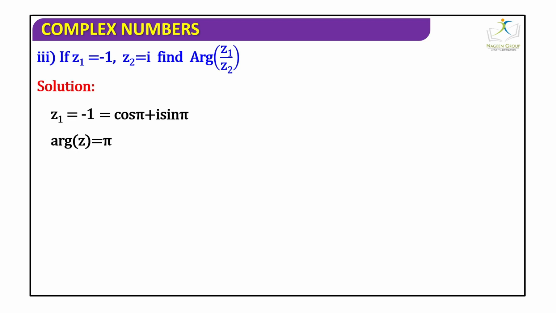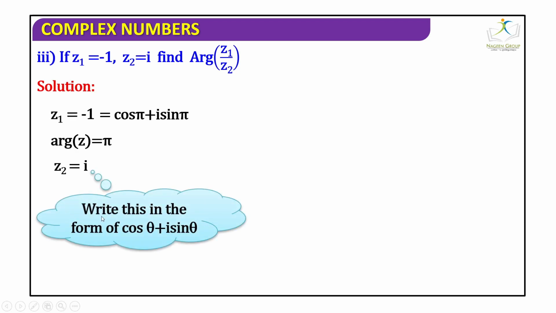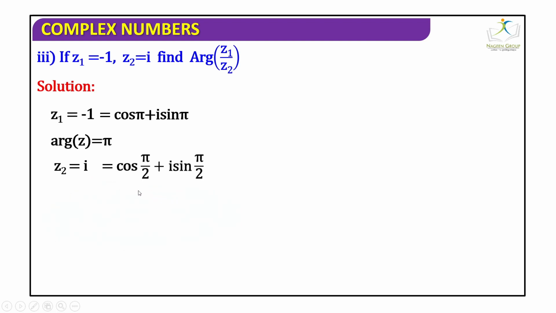Now argument of z, argument is the angle, which is equal to pi. So this is pi. You can find it by tan inverse also. It is your choice, you can solve it any way. Now z2 is equal to iota, right, and this value we can write in the form of cos theta and sin theta. That is cos of pi by 2 plus iota sin pi by 2. The value of cos pi by 2, that is cos 90 degrees, is 0, plus iota sin pi by 2, that is sin 90 degrees, which is equal to 1. So this is equal to iota sin pi by 2. Now if you find its argument, it will be pi by 2.